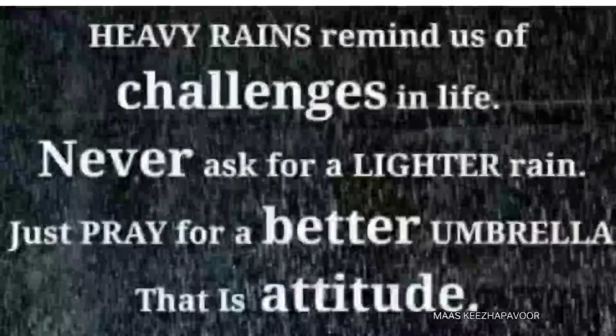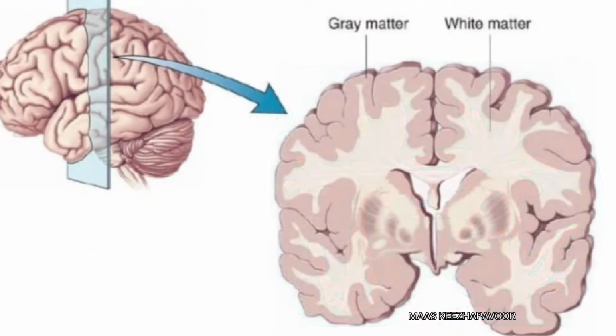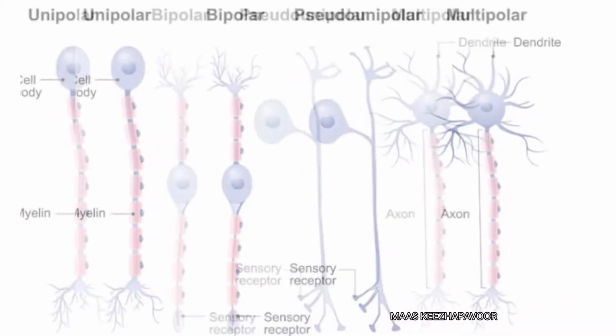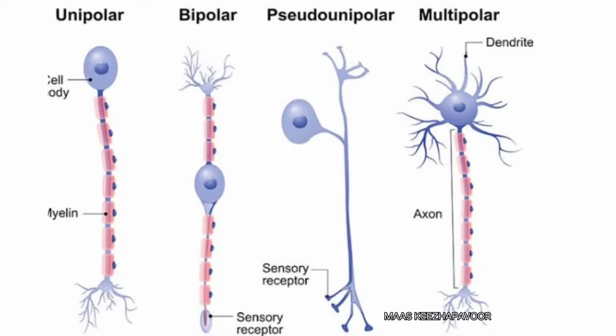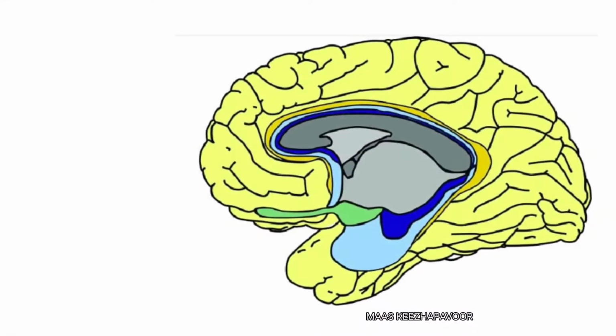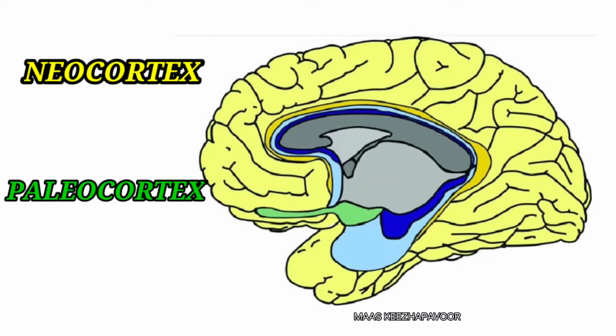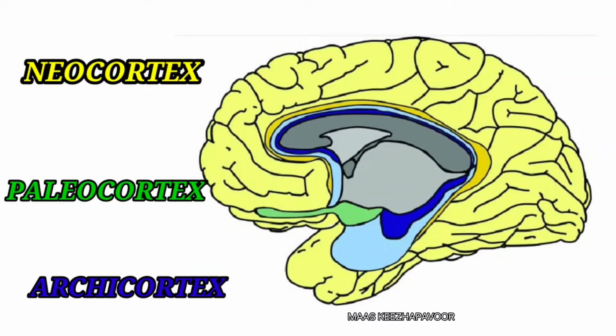That is attitude. In this video, we are going to learn about the histology of cerebrum. The surface of the cerebral hemisphere is covered by a thin layer of grey matter called cerebral cortex. It contains cell bodies and processes of innumerable number of neurons, neuroglia, and blood vessels. The types of cerebral cortex are neocortex, paleocortex, and archicortex.